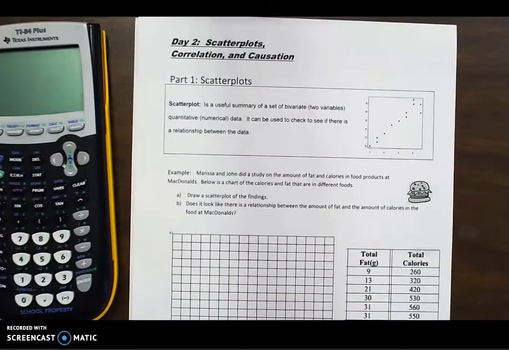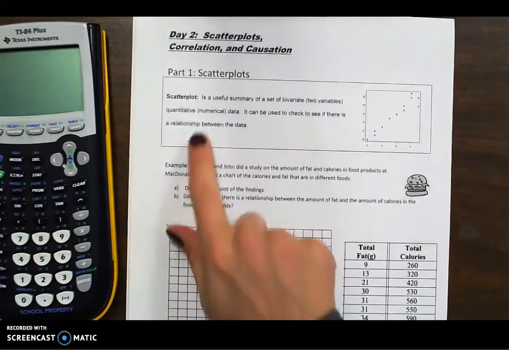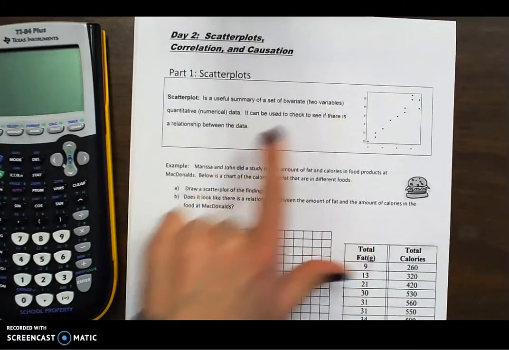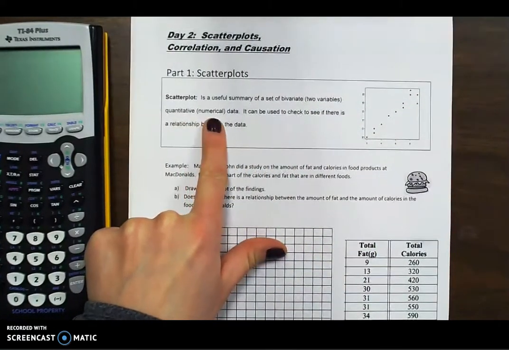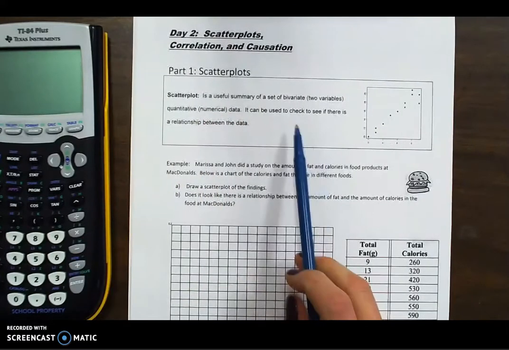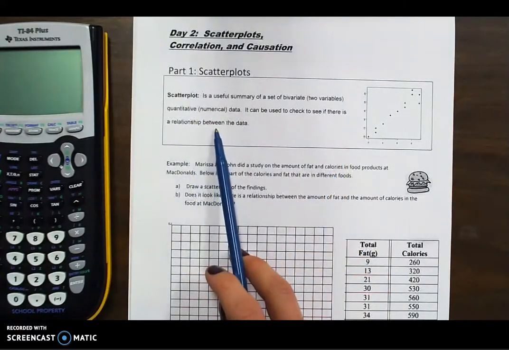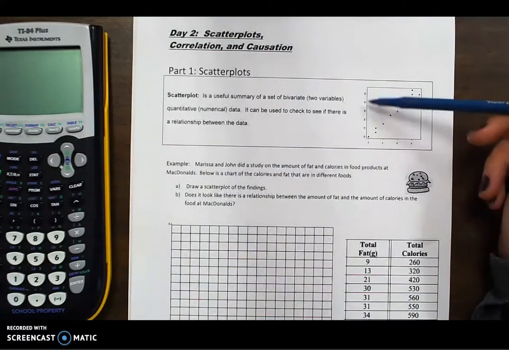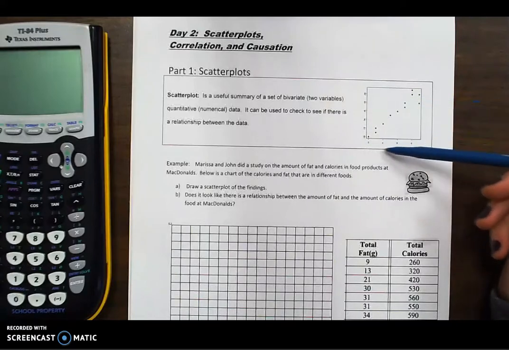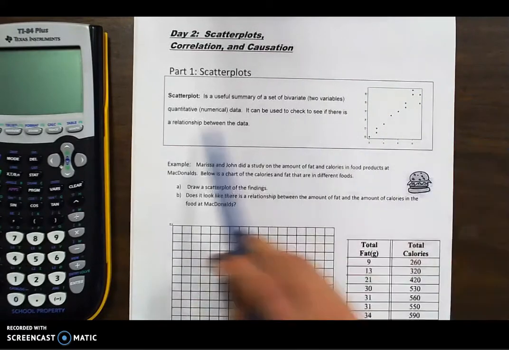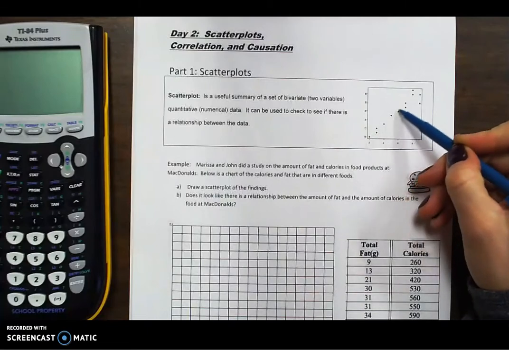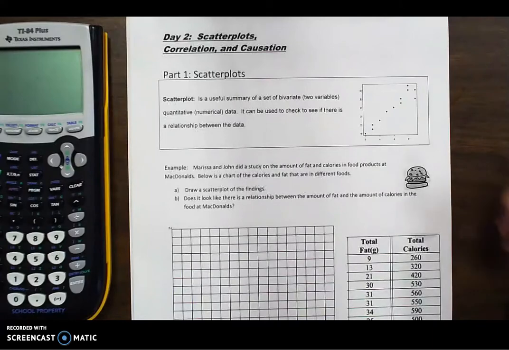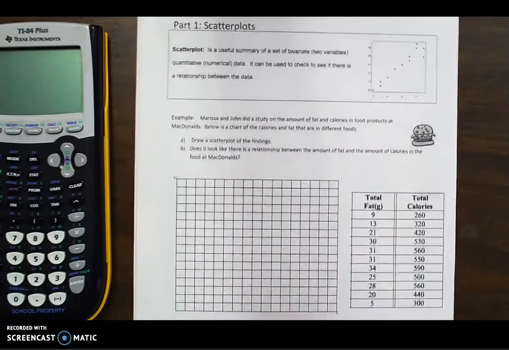All right, so a scatter plot. A scatter plot is a useful summary of a set of bivariate, which means 2 variables, of quantitative numerical data. It can be used to check to see if there is a relationship between the data. So if I take a look here, we have our data, we have numbers. Okay, so that's why it is quantitative. And then our points are just plotted using your X and your Y, your coordinates. All right, so let's go ahead and let's take a look at our first example.